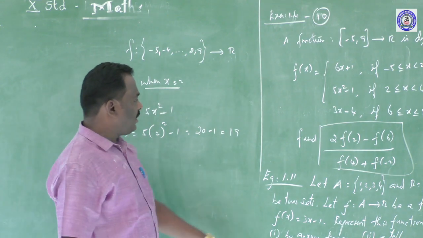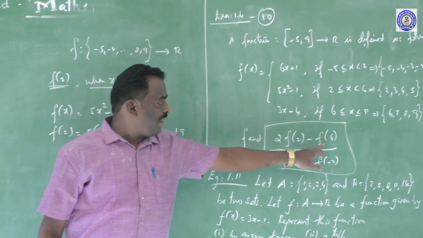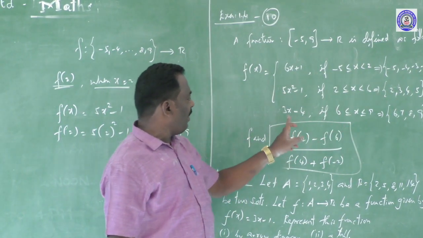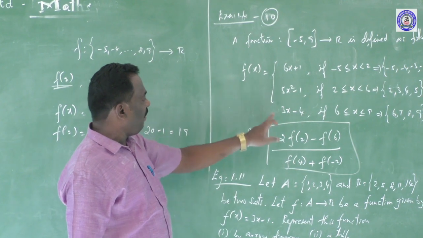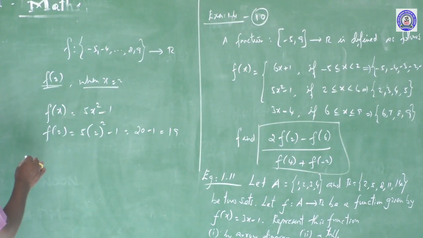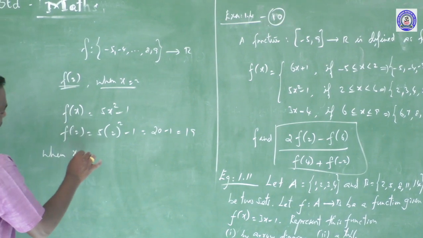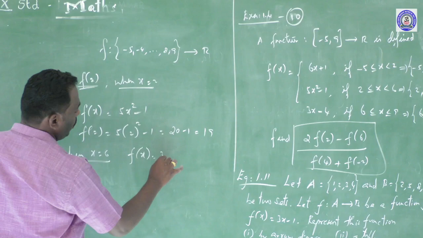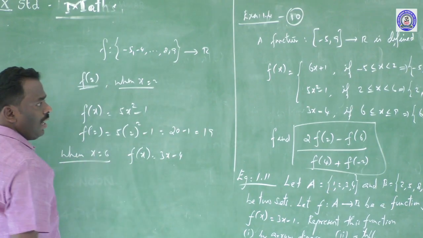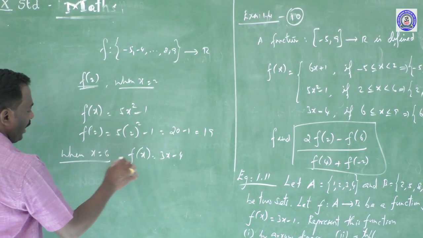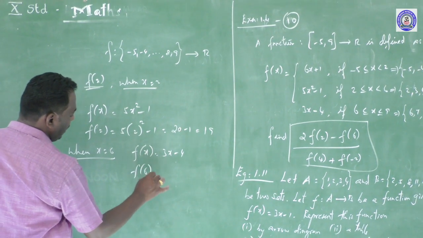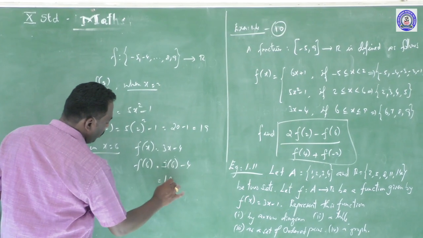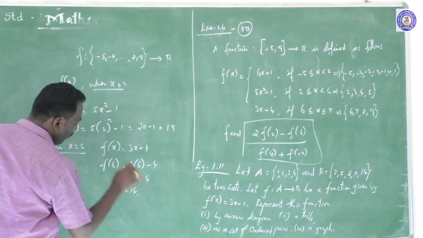Then we can find another function value, that is f of 6. 6 belongs to which interval? The last one. The function value equal to 3x minus 4 is called the function value. Therefore, when x is equal to 6, the function value f of x is equal to 3x minus 4. That is the last interval. Therefore, we put x value 6. f of 6 is equal to 3 into 6 minus 4, that is equal to 18 minus 4, that is equal to 14.